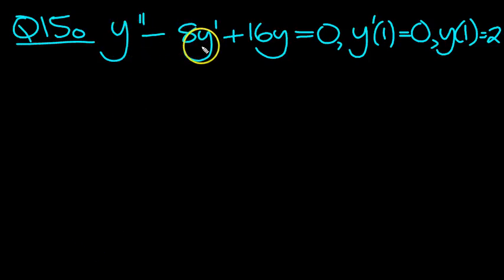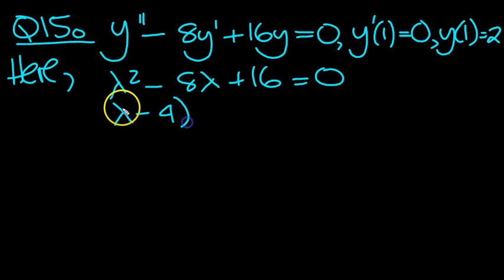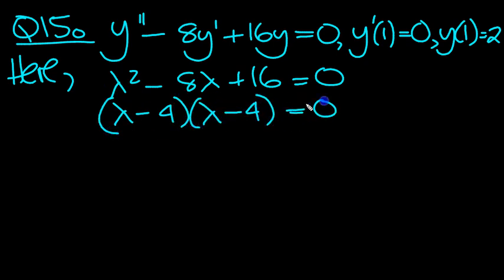y double dashed minus 8y dashed plus 16y equals 0, and the initial conditions are y dashed 1 equals 0 and y1 equals 2. So let's write down the auxiliary equation then. Lambda squared minus 8 lambda plus 16 equals 0. That is what we get, isn't it?